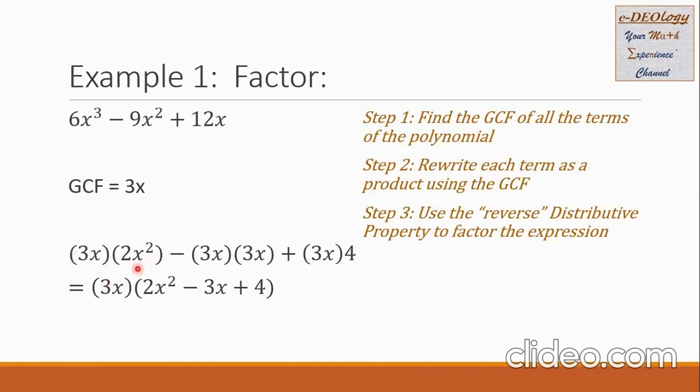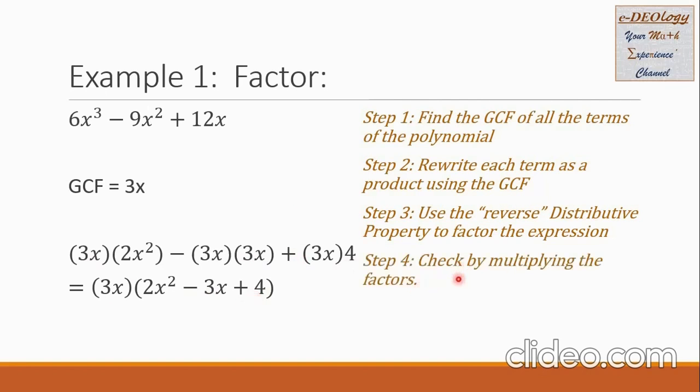After removing the GCF, the 2x squared remains, so it is written here, 2x squared. For the second term, after removing the GCF, only the 3x is coming, so this is minus 3x. And then plus. For the third term, after removing the GCF, only the number 4 remains, so we will copy here 4.